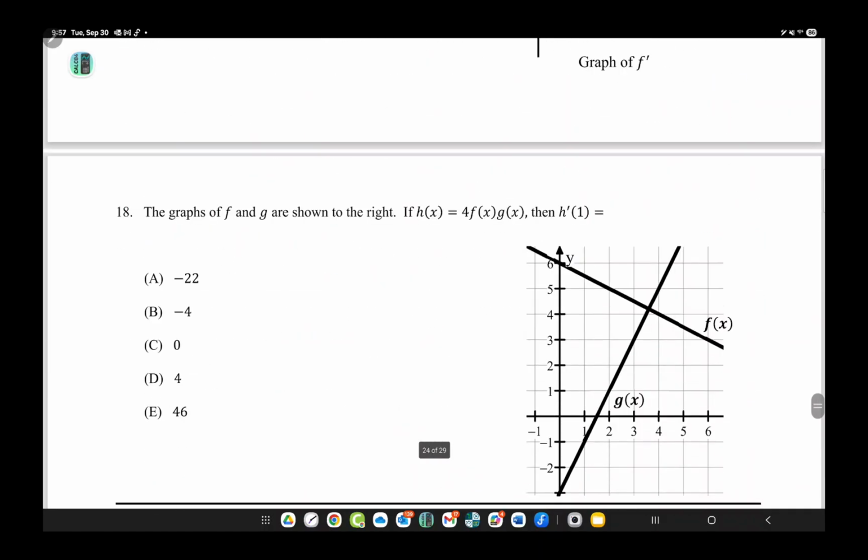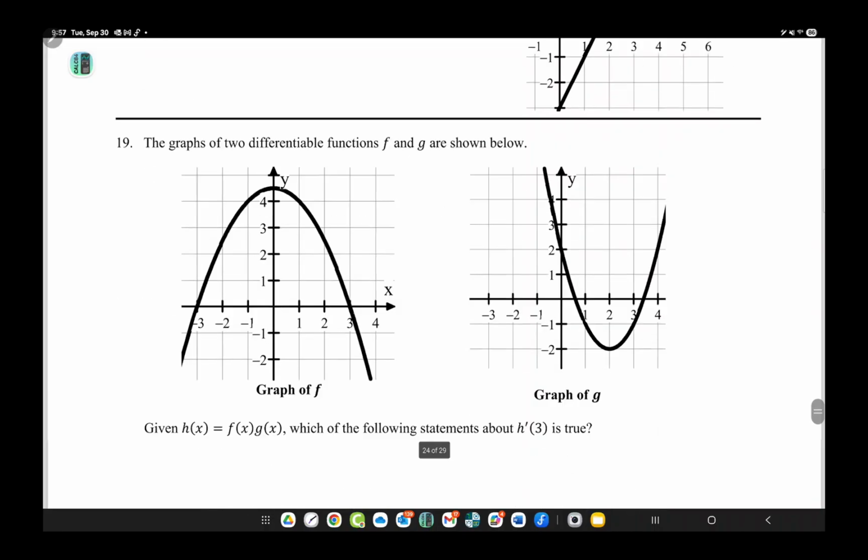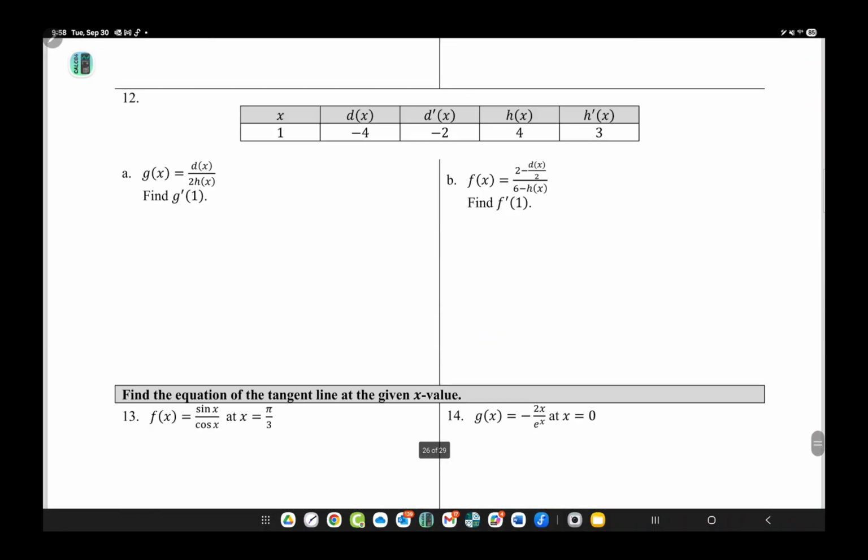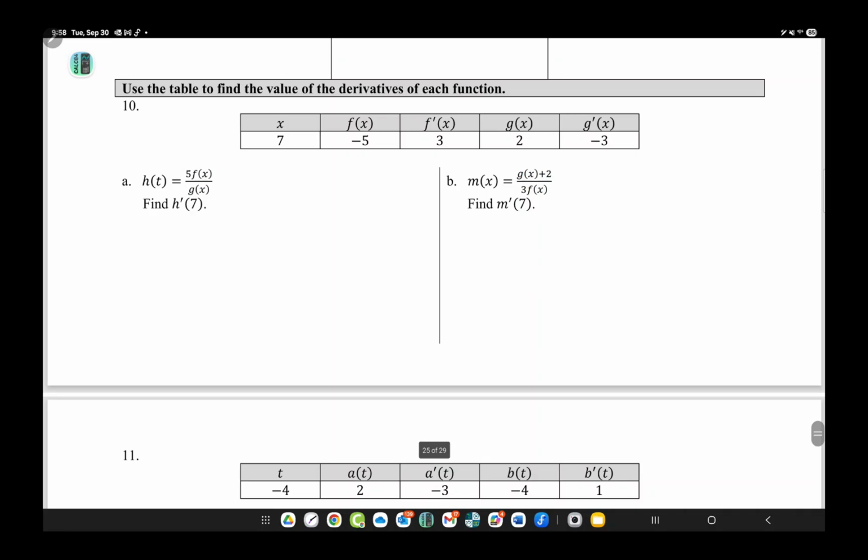And then 2.9, that is 10, 11, 12. Again, it's the same kind of questions, so I'd practice those and make sure you can do those.